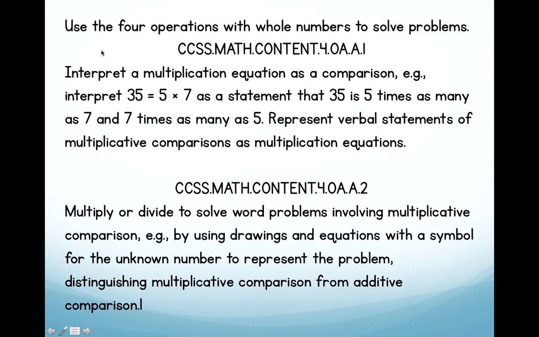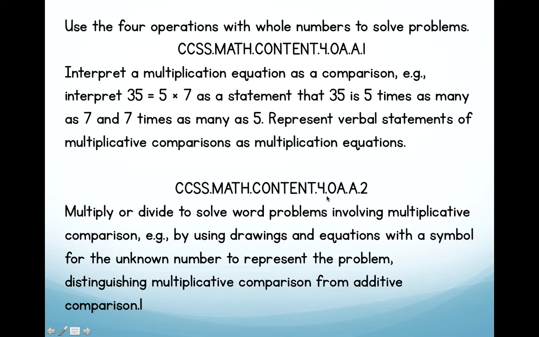The first standard we're going to address is you need to be able to interpret a multiplication equation as a comparison. What that means is you need to be able to tell that a multiplication equation is comparing numbers. For example, 35 equals 5 times 7 can be said that 35 is 5 times as many as 7. Notice we're comparing 35 as being 5 times as many as 7 and 7 times as many as 5. And you need to be able to represent these verbal statements into multiplication equations.